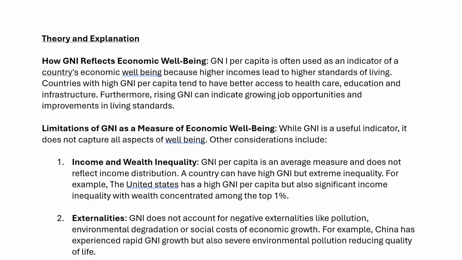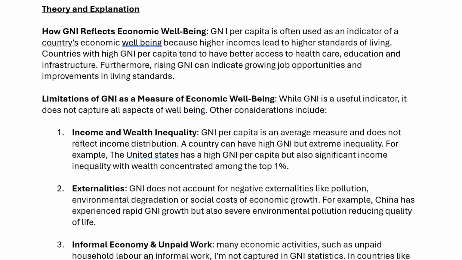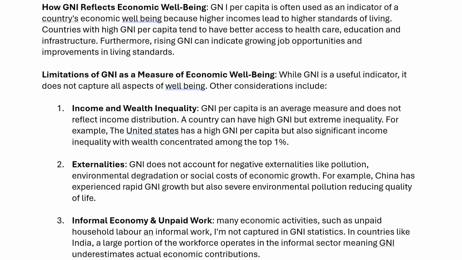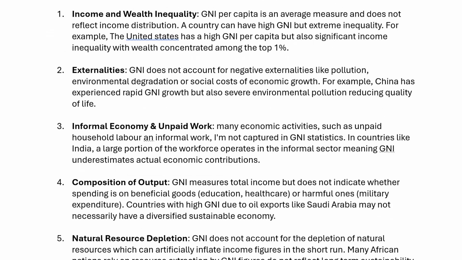But yeah, we did spend quite a bit of time explaining how GNI works and where it doesn't really work. When it works, it captures things like high incomes, which reflect a high standard of living. But it can overlook things like income and wealth distribution, externalities, informal, unpaid work, as well as composition of output, what your country is making, as well as any natural resource depletion that might be taking place.